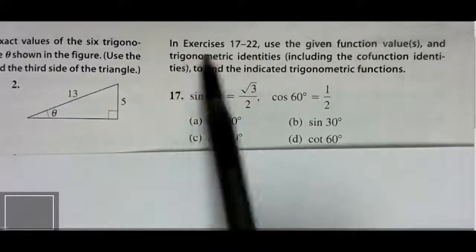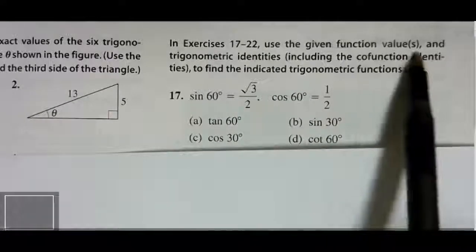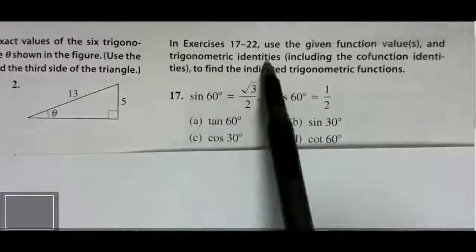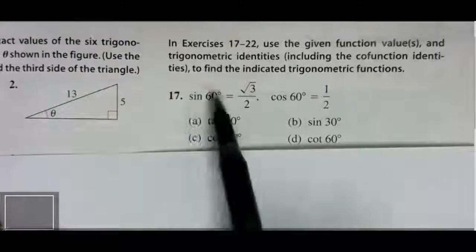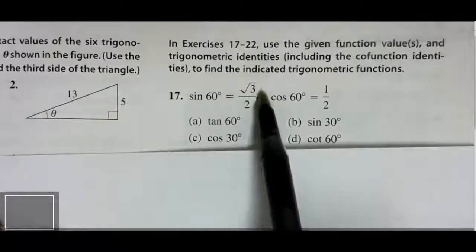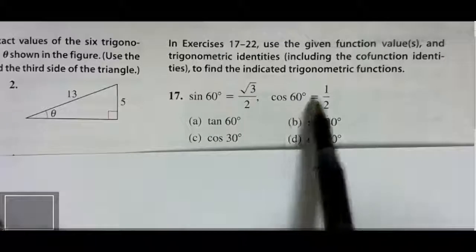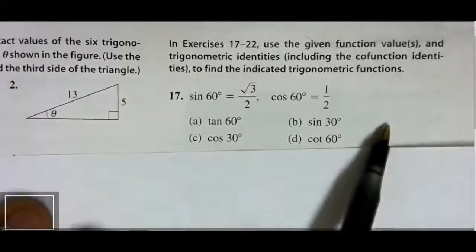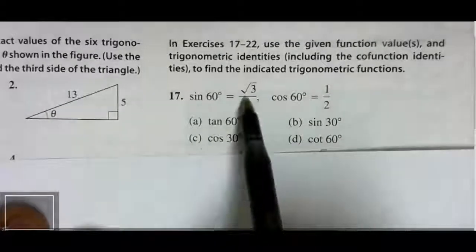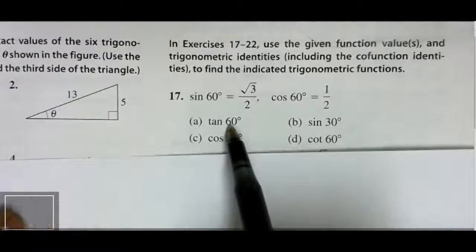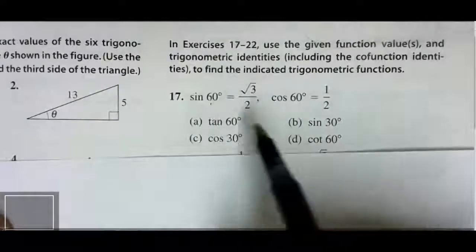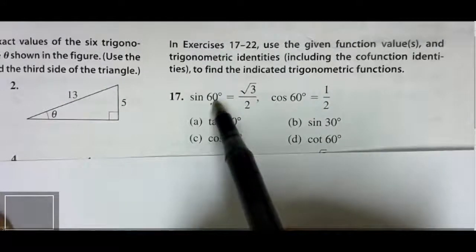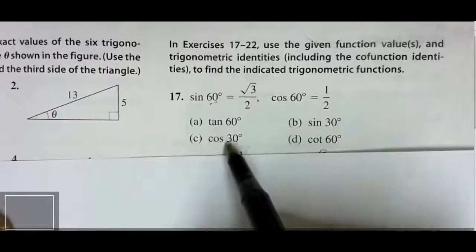Right here they ask you to use the given function values and the trigonometric identities to find the indicated function. So they gave us sine 60 to be square root of 3 over 2. They gave us cosine 60 to be 1/2. So how do you use them to find tan 60 right away? Well, let's look for any complementary angles. Sine 60 will be complementary to cosine 30. We have cosine 30 here.